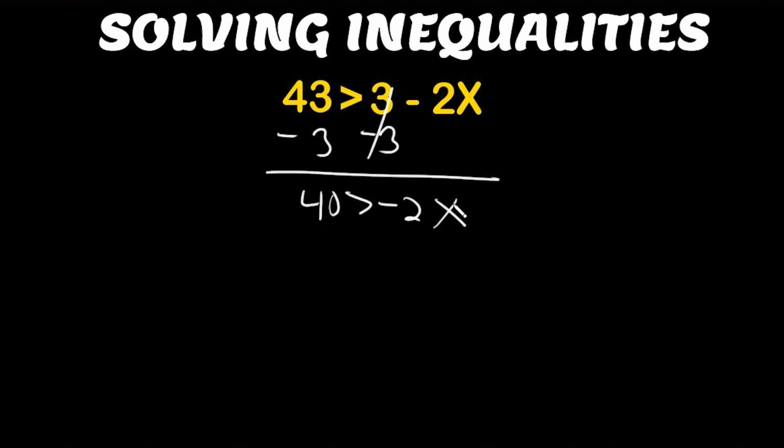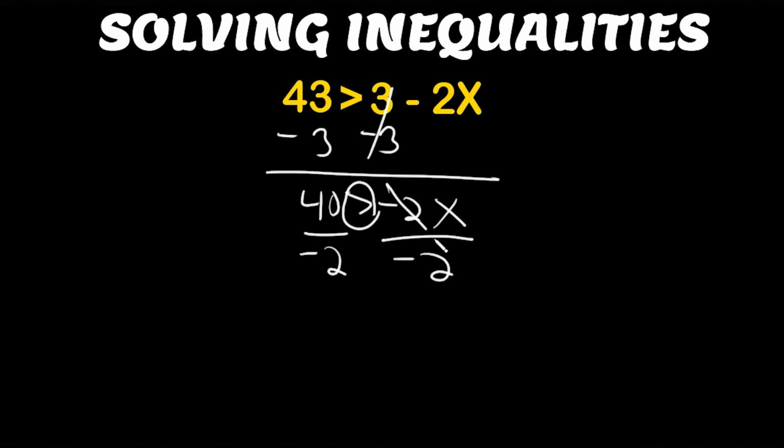My last step here, I have multiplication, meaning I have to do division. Now look what happens here. I'm going to end up dividing by a negative number. Now if you remember from the beginning of the video, if you divide or multiply by a negative number, you need to flip the inequality. So I'm going to go ahead and circle this because I have to remember to flip it.